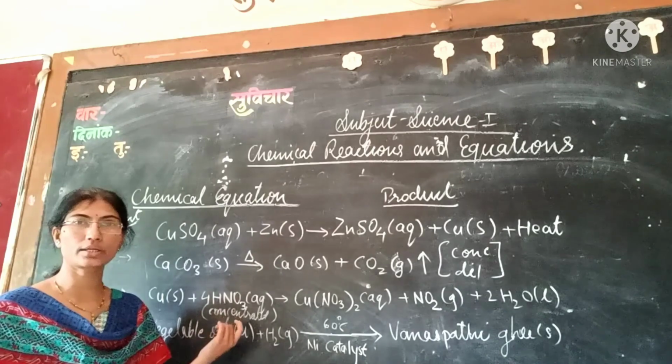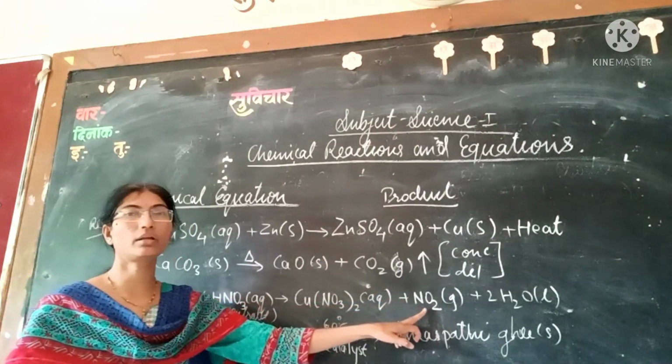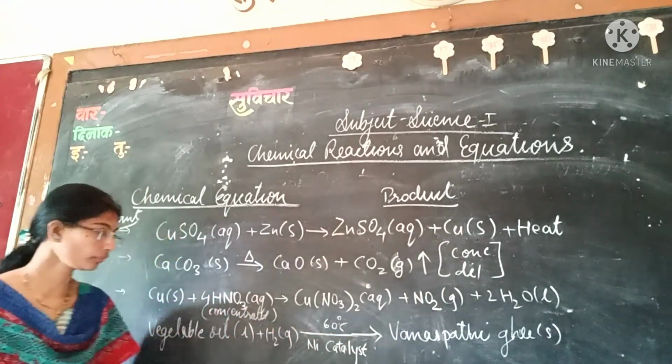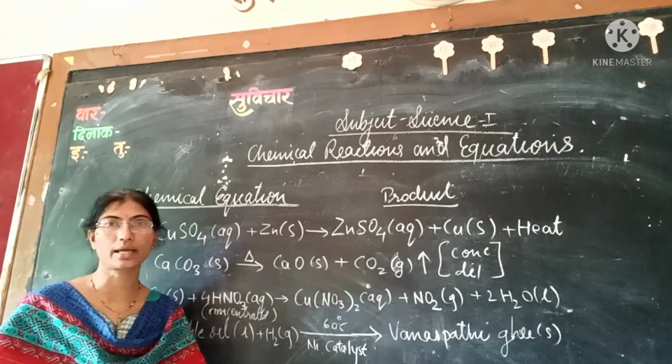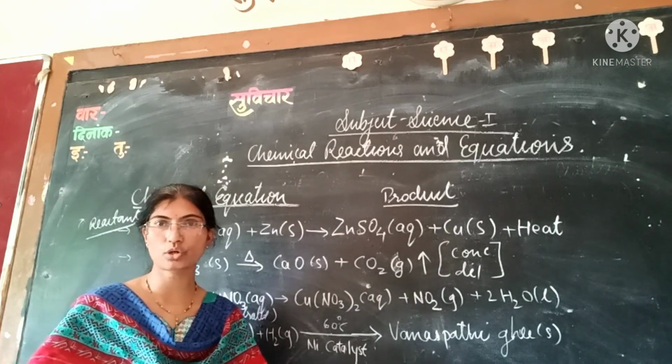If we take dilute, then some other compound is going to form. Nitric oxide is going to form. Now, sometimes in a chemical reaction, general words are also used instead of the whole chemical formula.